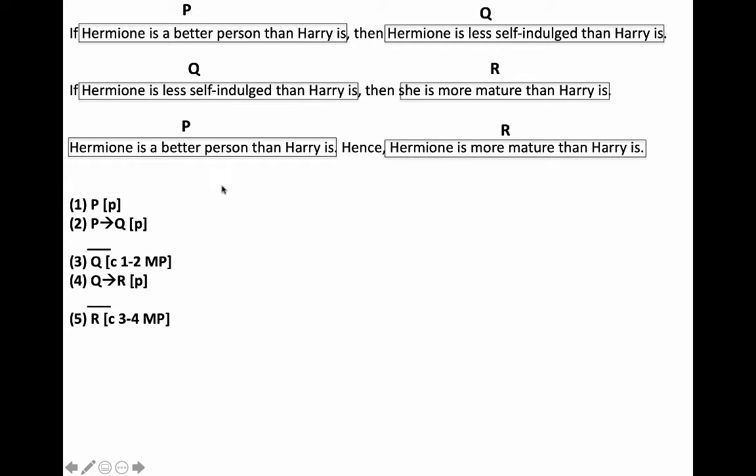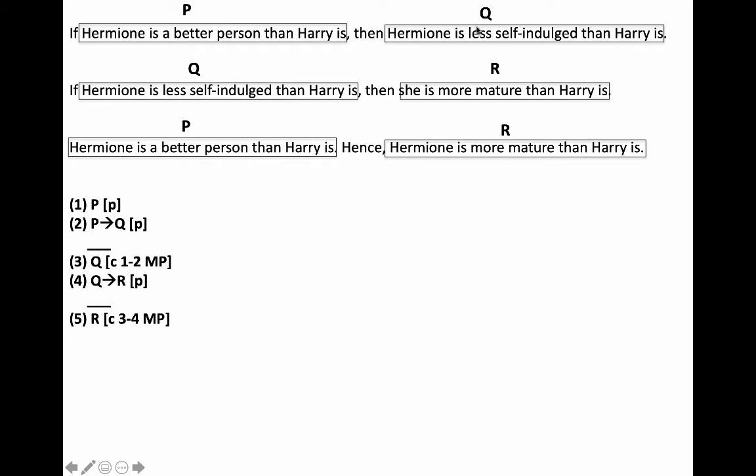Now, you might also have noticed that I draw the conclusion Q here. Q stands for Hermione is less self-indulgent than Harry is. But if you look at the argument up here, you're never going to see Q on a line by itself. The only place that Q occurs is as the consequent of this conditional, if P then Q, or if Q then R. Any statement of if-then is called a conditional. The part on the left is called the antecedent.